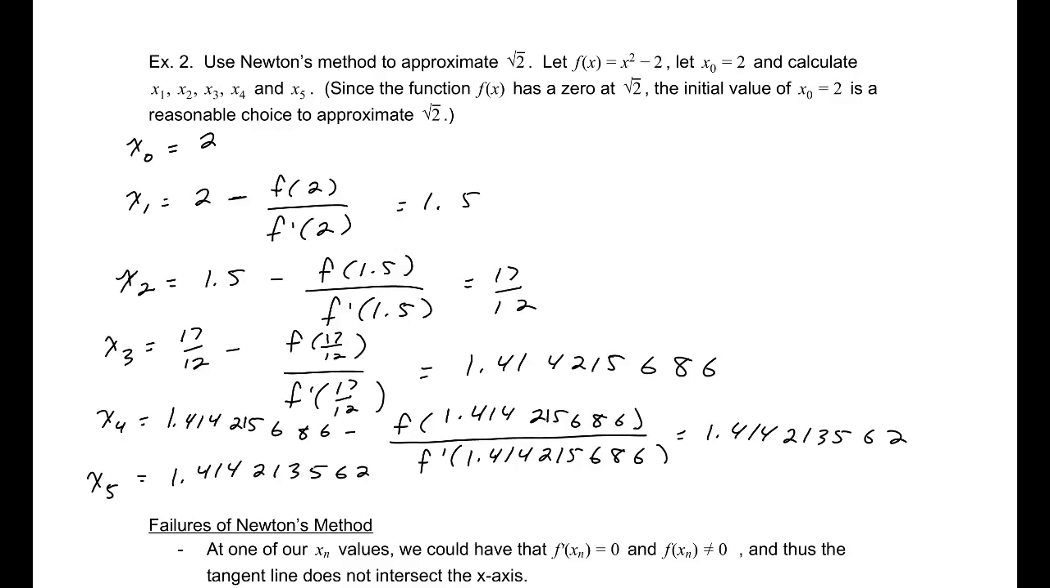Okay, so we are approaching the value of the square root of 2, which is exactly, well, I say exactly, according to a calculator, 1.414213562. So Newton's method works very well to approach a root pretty quickly. It only takes these 5 steps to get there.